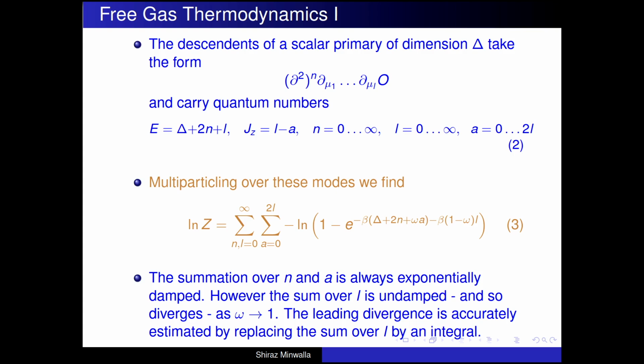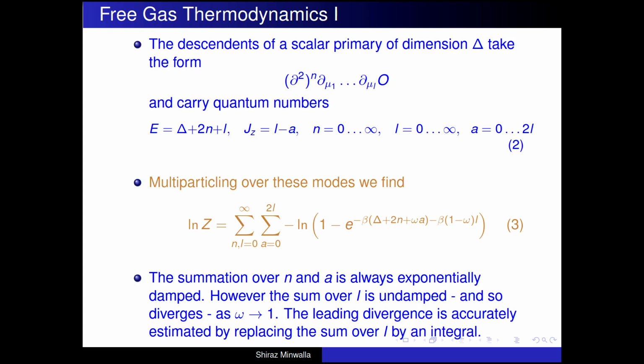The number of del squares, the angular momentum representation obtained by symmetrizing and making traceless the derivatives, and where in the angular momentum representation you are, how far from the highest weight state you are. So these are the 3 numbers. N is the number of del squares, L is the representation, and A is how far from the highest weight you are. Each of these modes gives you a factor once you multiparticle it, a Bose kind of factor. What's important about this formula, equation 3, is the following.